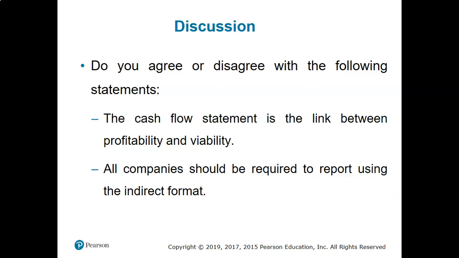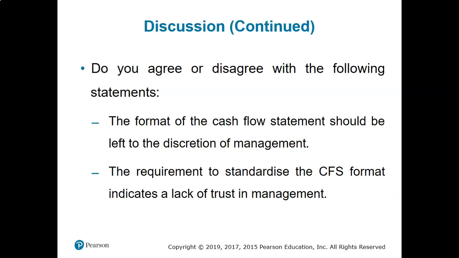And secondly, all companies should be required to report using the indirect format. What do you think? As we mentioned at the beginning of the lecture, no, we should disagree with this statement. This is an option for the companies. They can use either the direct method or the indirect method. It's not compulsory to follow the indirect method. Most of the companies do follow the indirect method, but they can, if they wish, prepare their cash flow statement using the direct method as well.